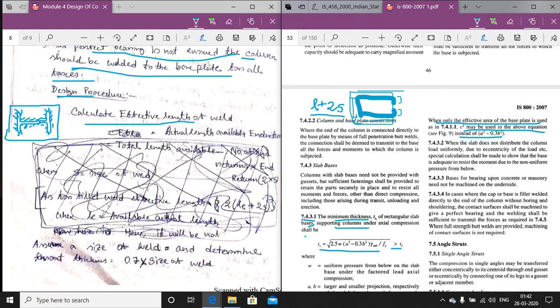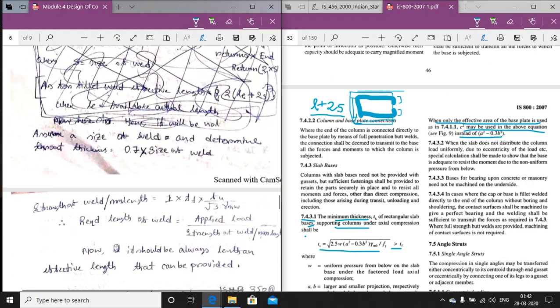Okay, so first you have to calculate the effective length of the weld. That is the actual available length plus the number of the end returns. That is the available length we have to determine. Then in the second step, we have to assume a size of the weld and determine the throat thickness.